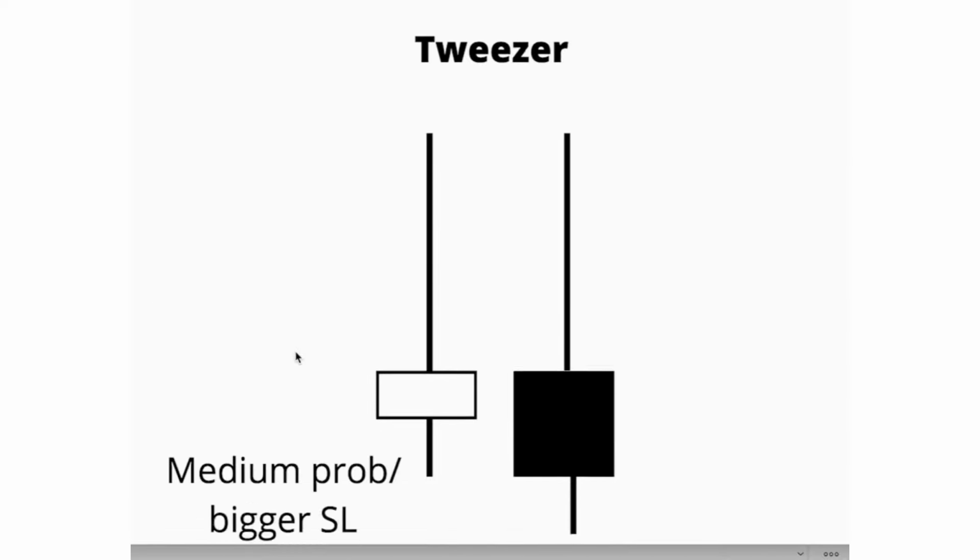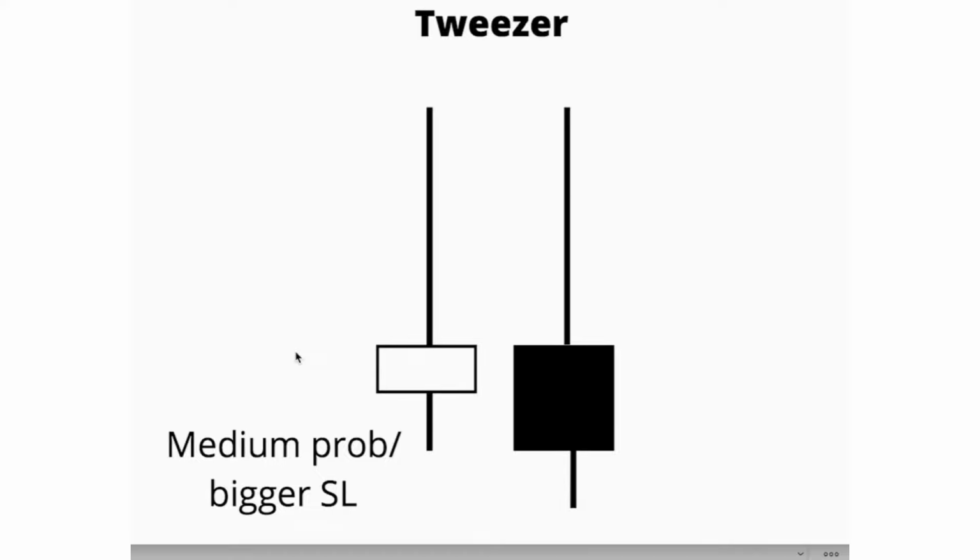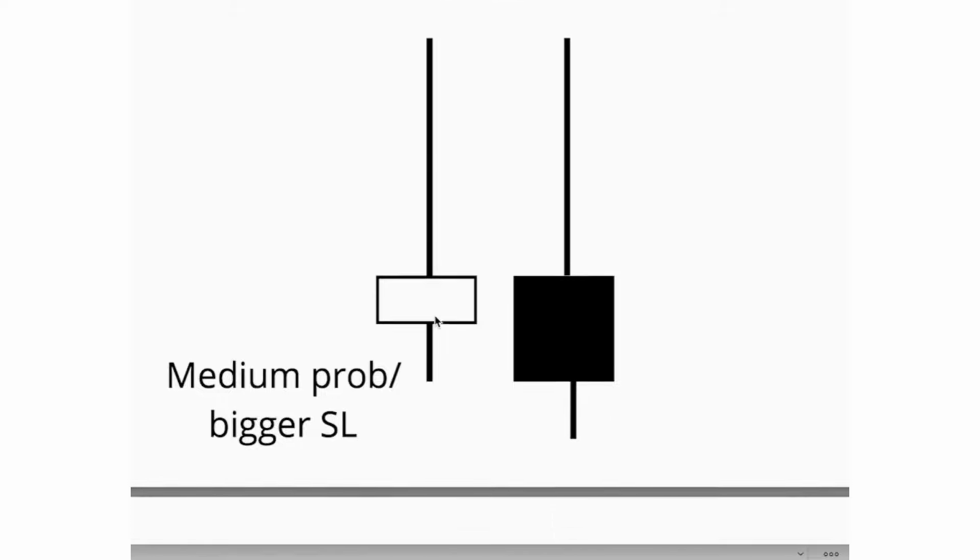Tweezers, yeah, not my favorite, but they're not bad. Medium probability, not much better than medium probability. Again, the more that occur in a row, the better, but you have to have a bigger stop loss, so therefore you've got to manage your risk.